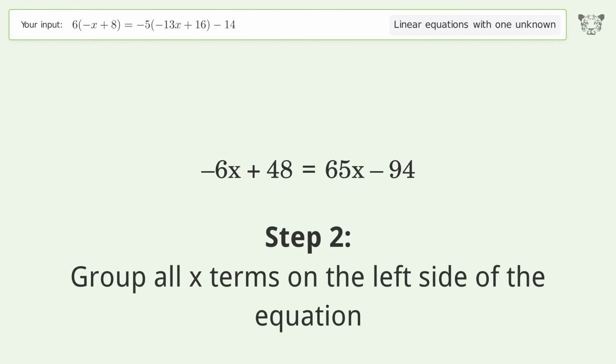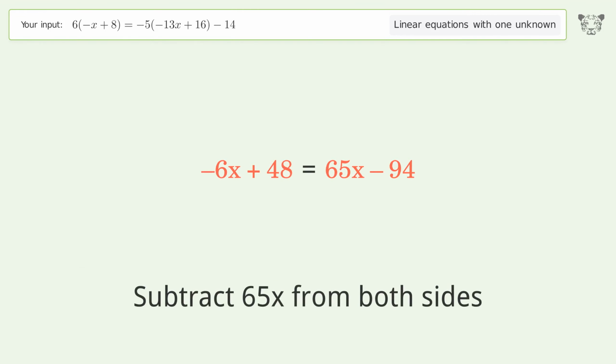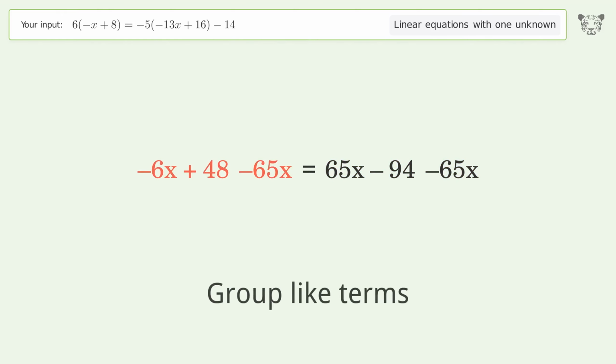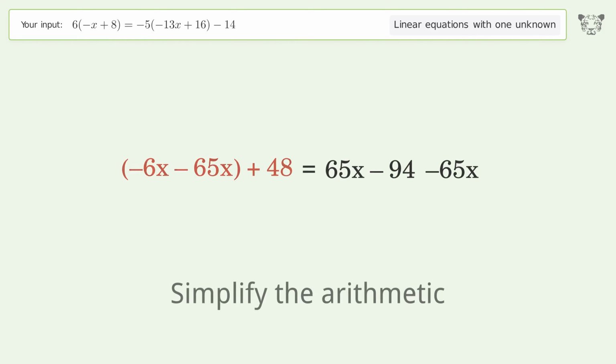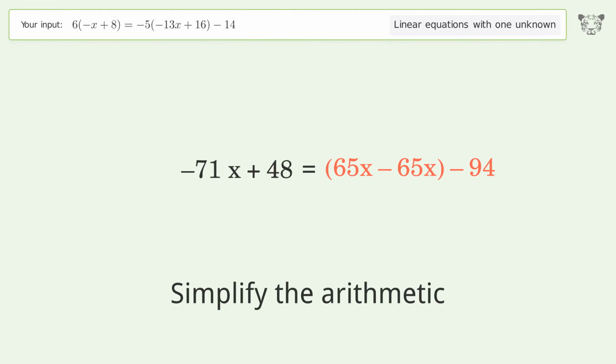Group all x terms on the left side of the equation. Subtract 65x from both sides. Group like terms. Simplify the arithmetic. Group like terms. Simplify the arithmetic.